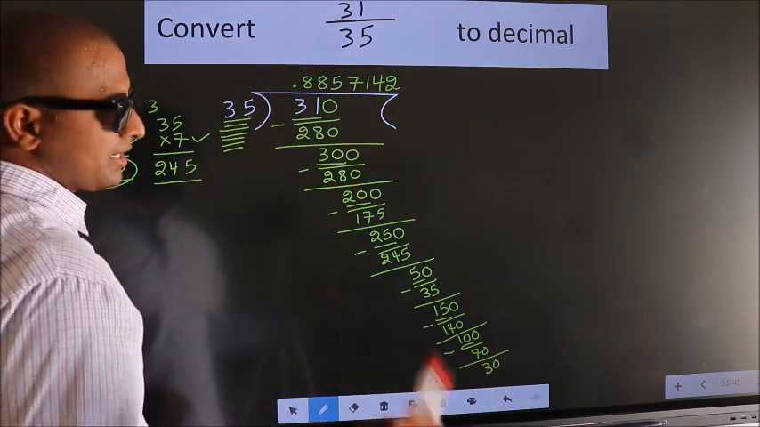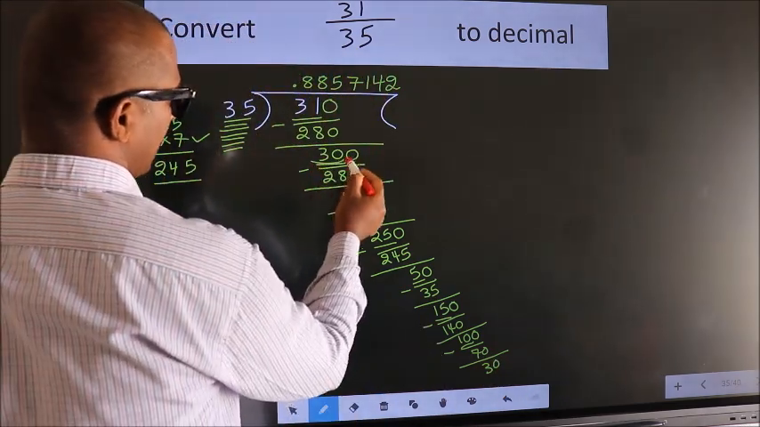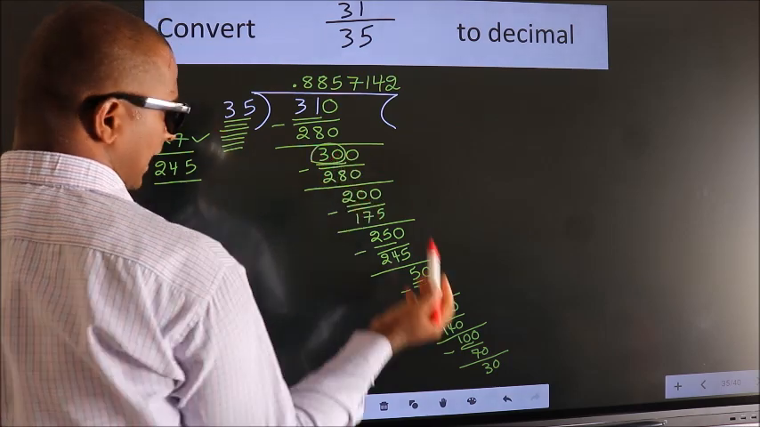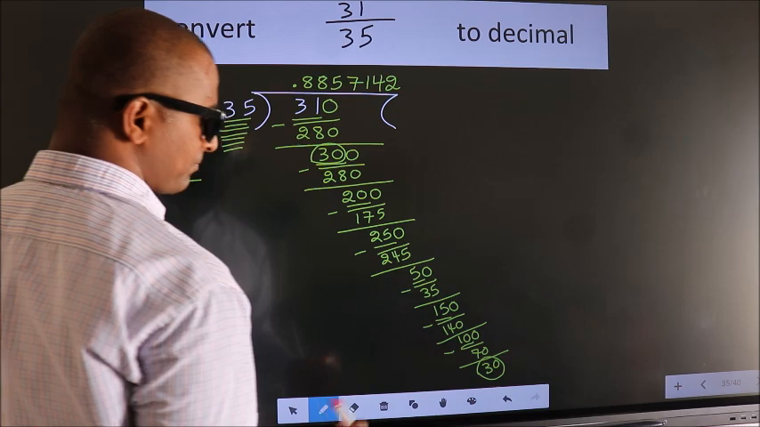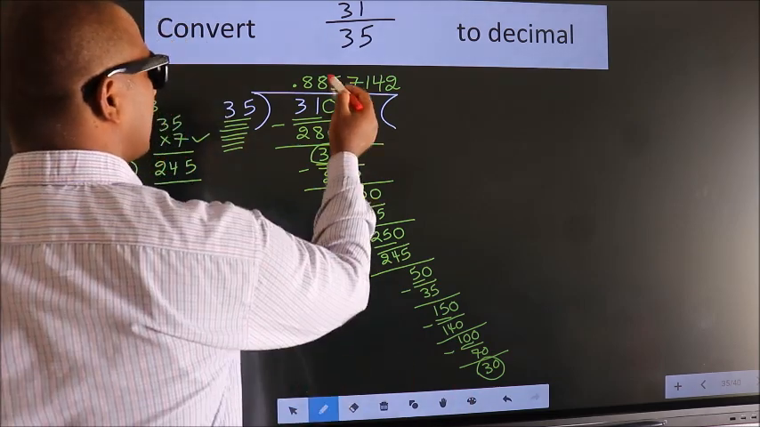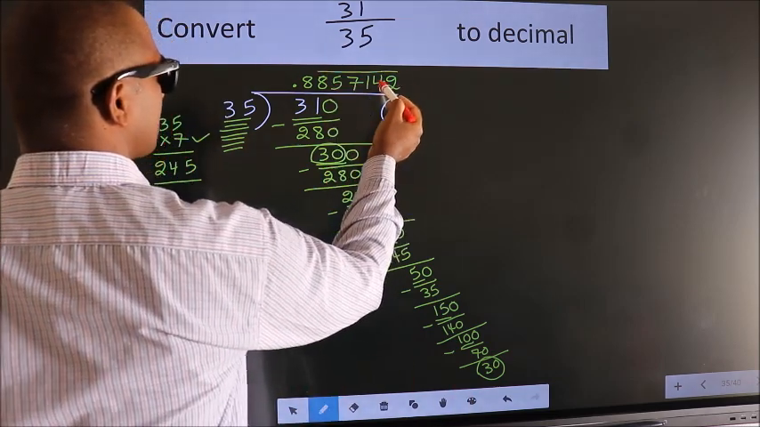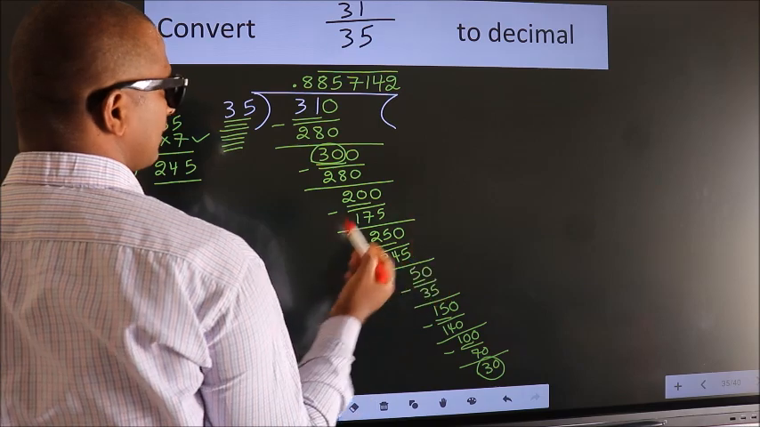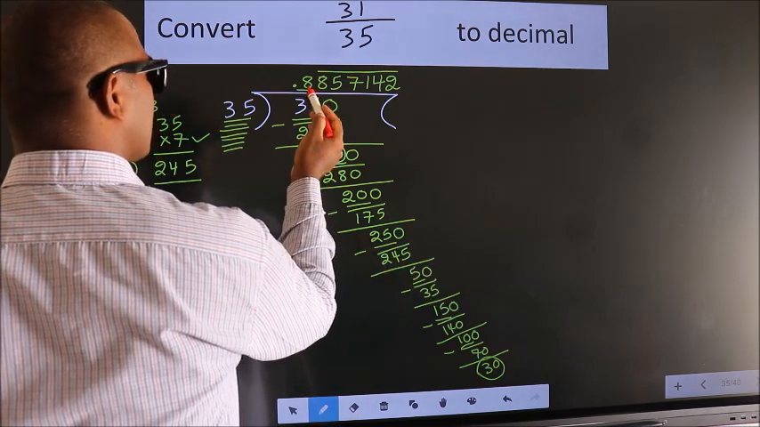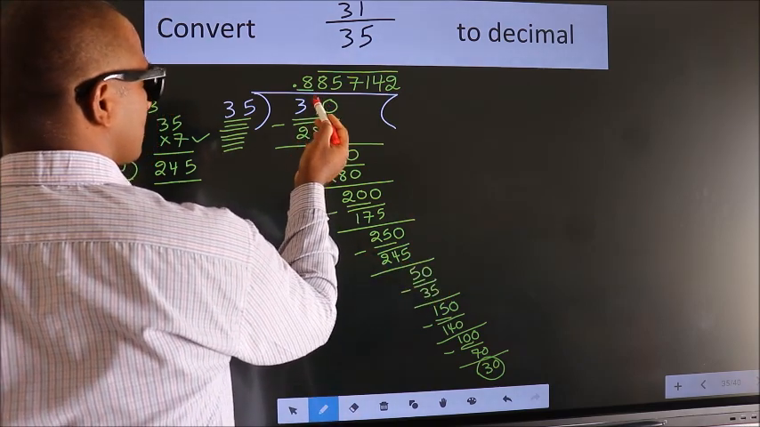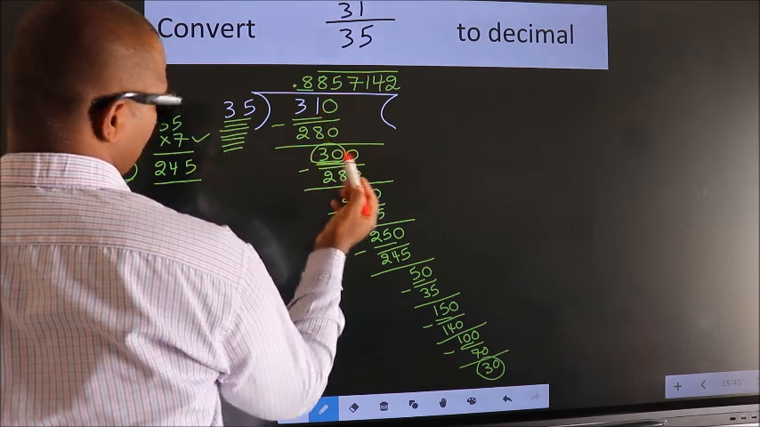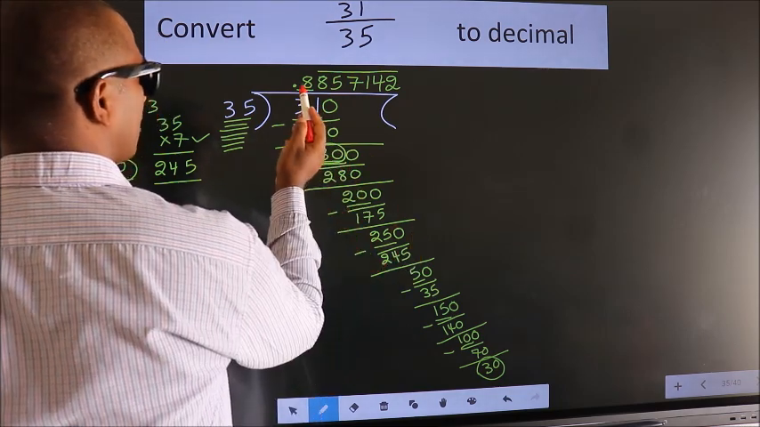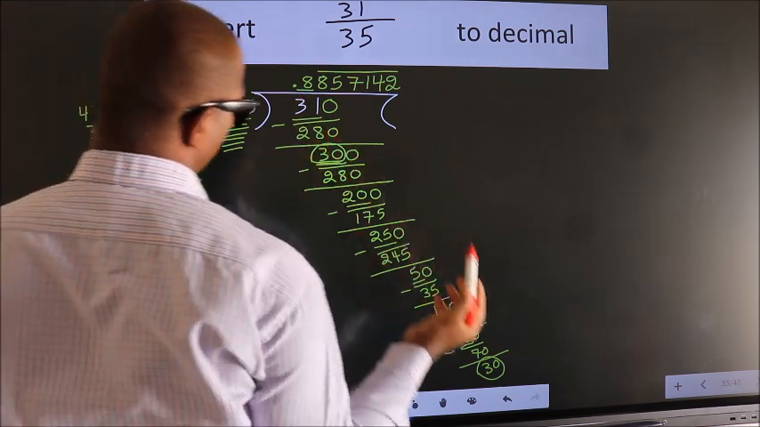Now you observe, here we had 30 and we got 30 again. That means we get a bar on these numbers. Remember here, we do not get a bar on this starting number because after doing a step, we got 30. So do not put a bar on this starting number.